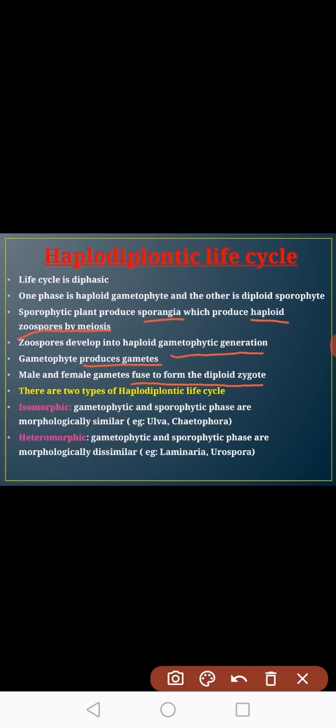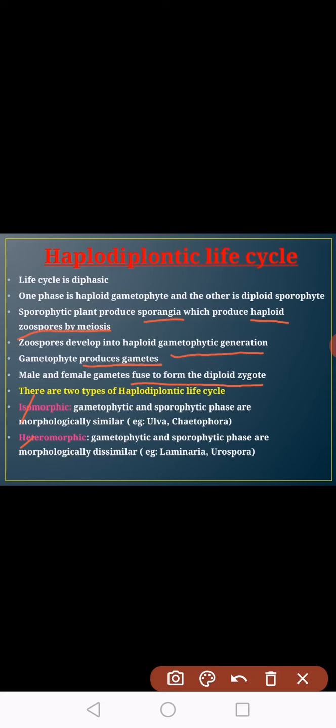Now, there are two types of haplodiplontic life cycle: isomorphic and heteromorphic. What do you mean by isomorphic? Isomorphic means the gametophytic and the sporophytic phases are morphologically similar. Both the phases, gametophytes as well as sporophytes, are externally similar. Examples for this isomorphic type of life cycle: ulva, chaetophora, etc.